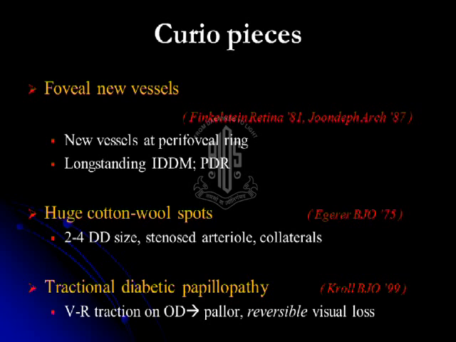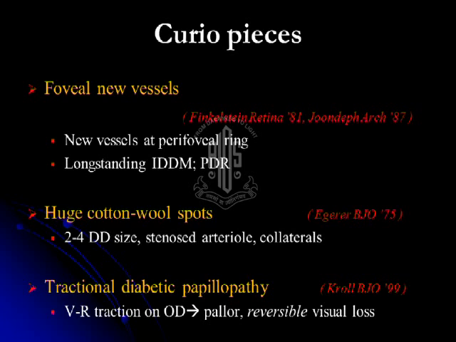Huge cotton wool spots are also seen. They're usually about a quarter disc diameter in size. But huge, large cotton wool spots of 2 to 4 disc diameters have also been reported, and in some cases they've been confused with medullated nerve fibers. But this has been seen, and typically you have stenosed arterioles, as reported by Egger et al., at the margin of these spots, and you find attempted reperfusion at the margin with collaterals coming up.